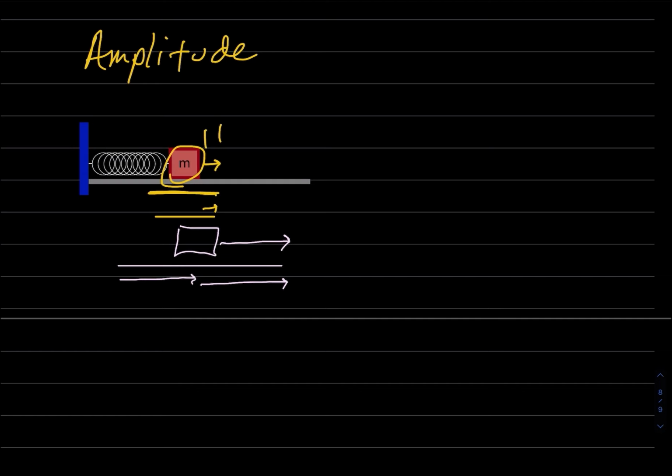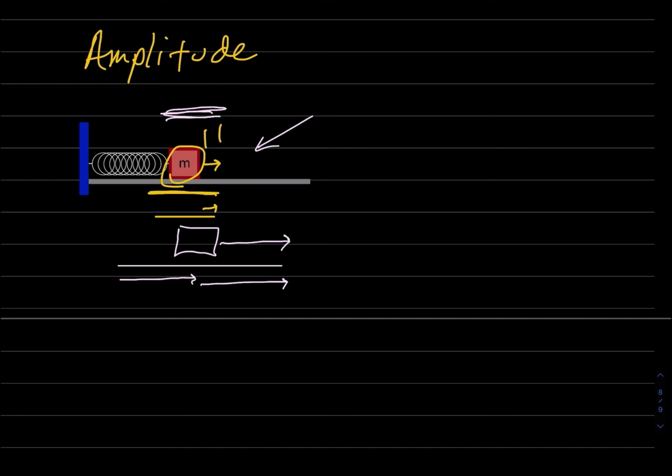So here's a question. Let's say we pull the mass out a little bit, and it rocks back and forth a little bit, back and forth. And we measure the frequency of oscillation. How many times per second does it complete one complete cycle?